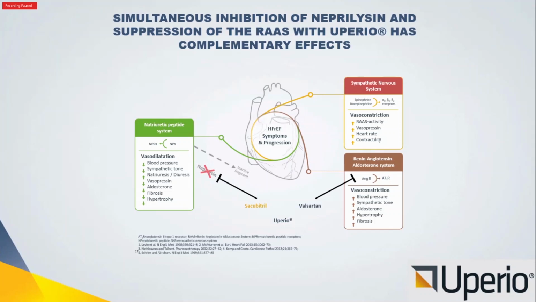First of all, you have the effects of sacubitril on the natriuretic peptide system. And then we have the valsartan, which has effect on the RAAS system. And this eventually leads to synergistic effects on the patient. So you are taking care of the natriuretic peptide system, the sympathetic nervous system, and the renin-angiotensin aldosterone system. Next slide.